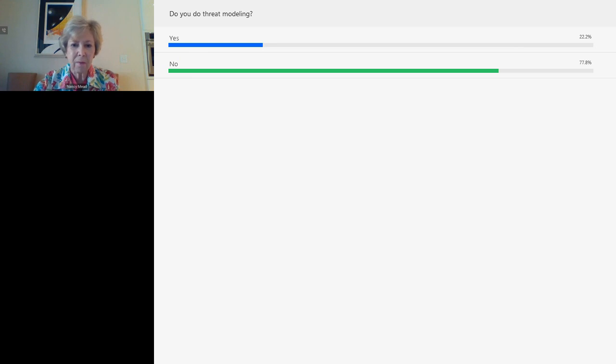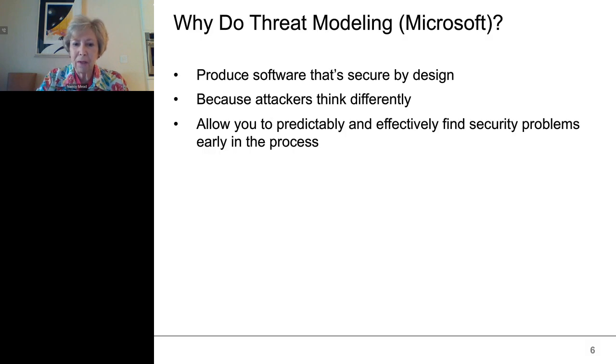So yes, about 20%, and no, about 80%, which is interesting. I can understand that some of the students don't do it, but I would have thought that more of the practitioners were doing it right now. However, perhaps you're not necessarily the one who's responsible for it, and you're just trying to learn about it. That's great, too.